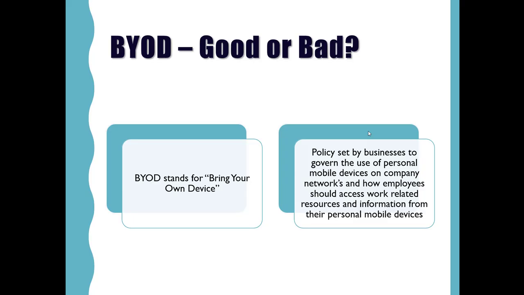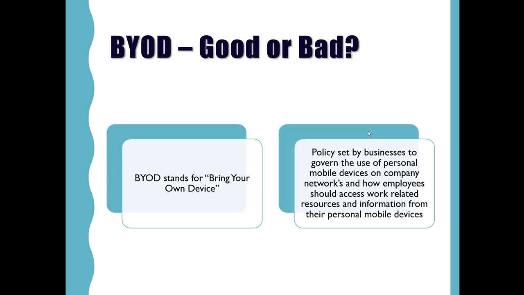With all these, and again, that's just scratching the surface on mobile devices that are out there. But BYOD, bring your own device, good or bad. So when you're bringing these devices into the workplace, businesses have to have some type of policy set to govern the use of your personal mobile device on company networks, because you might bring it to work and connect it to the Wi-Fi. Let's say you've got some virus on your phone that hops onto the Wi-Fi. That can happen. So we got to have some type of policy there.